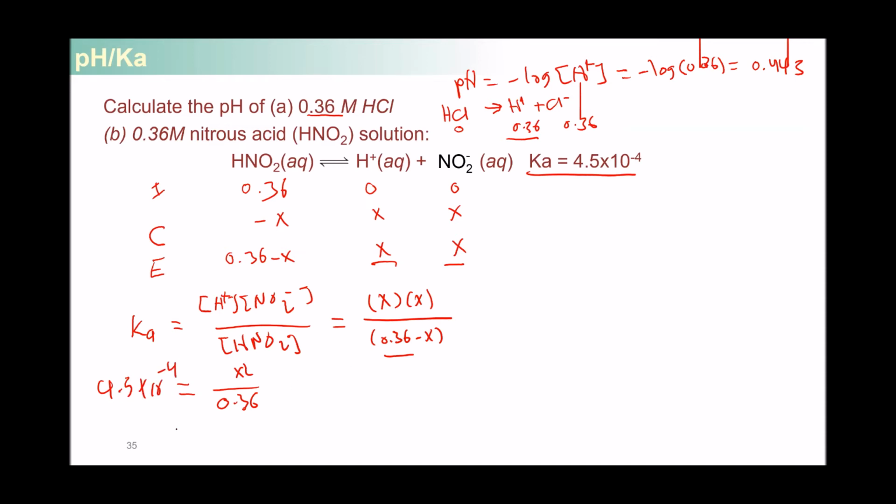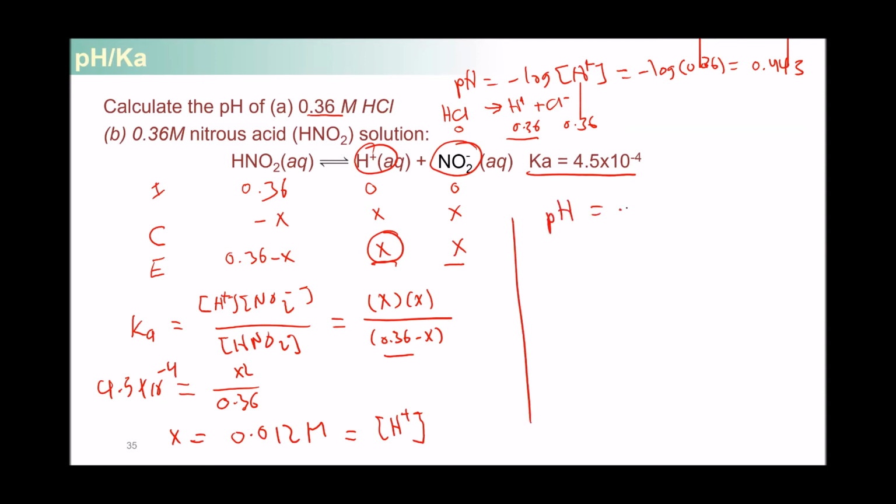And from this, we solve for X. That is going to give us 0.012 molar, which is actually the concentration of hydrogen ions or nitrite ions in the medium. So it's actually the concentration of hydrogen ions. And we can calculate pH as negative log of that value, which should give us 1.9 pH.